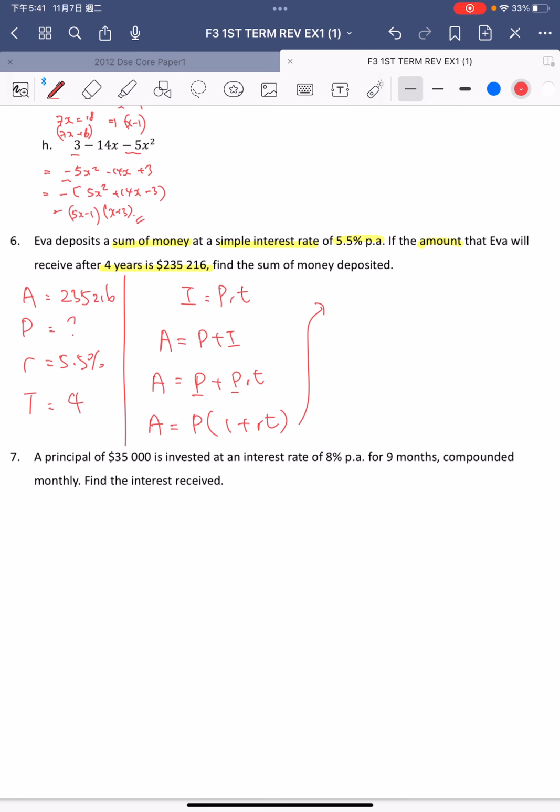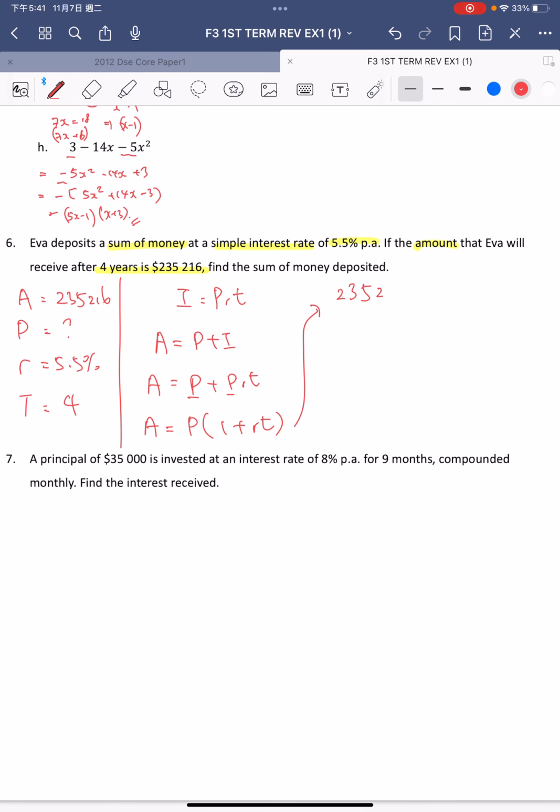So then we can substitute all of the things. So we have 235,216 is equal to P bracket times 1 plus R, where R is 5.5%, and T is 4 years. As we want to find out P, we move the whole thing to the left hand side. Then we have P is equal to 235,216 divided by 1 plus 5.5% times 4. Then using your calculator, you can get 235,216 divided by bracket 1 plus 5.5% times 4. Then that gives you the answer, which is equal to 192,800.